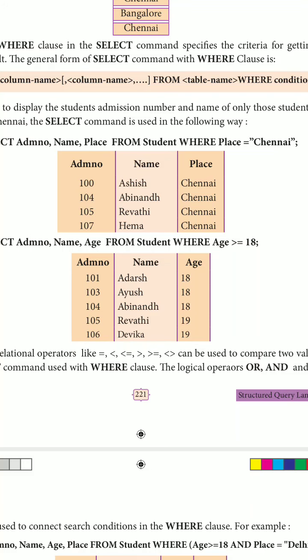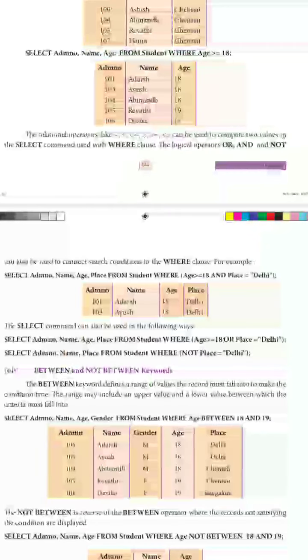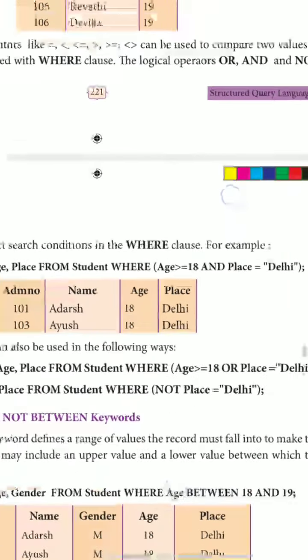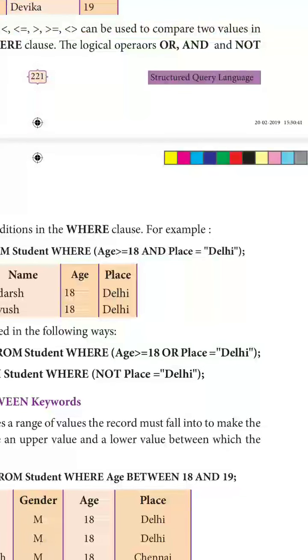Okay, so you can see that when you give these conditions, it will display the name, admission number and age of a student with the age greater than or equal to 18. The next thing is that you can give one or more conditions. So far we have seen only one condition, but here you can see that they have used two conditions using the keyword and: age greater than or equal to 18 and place is equal to Delhi.